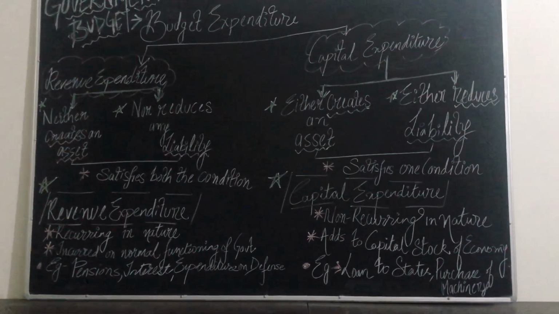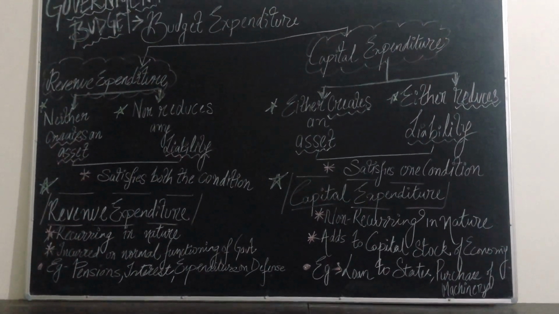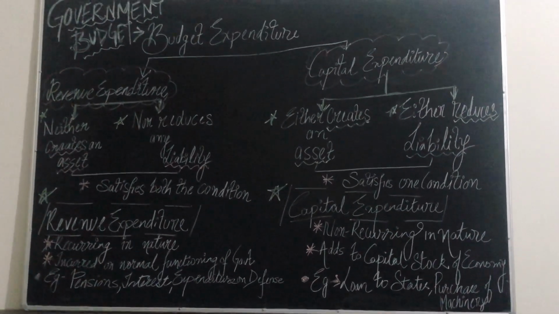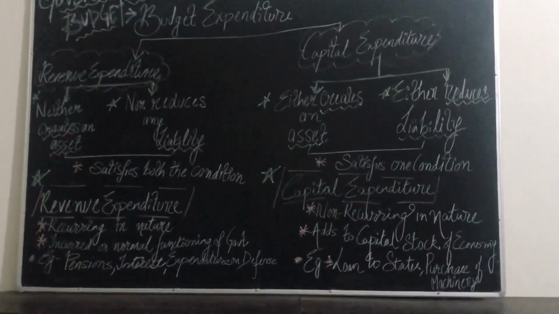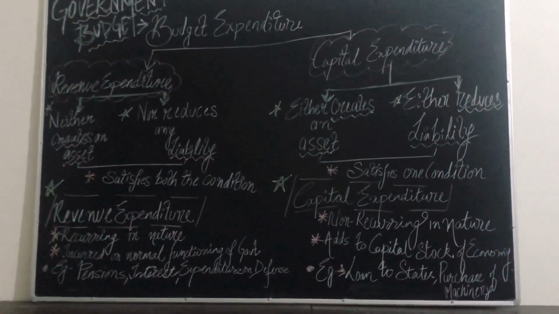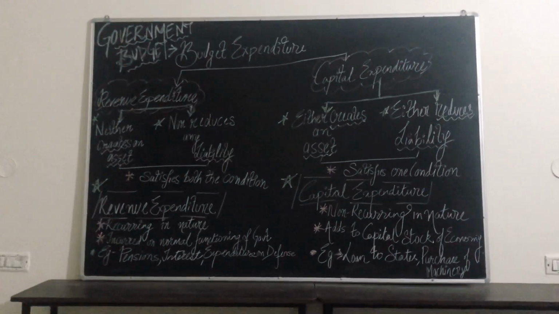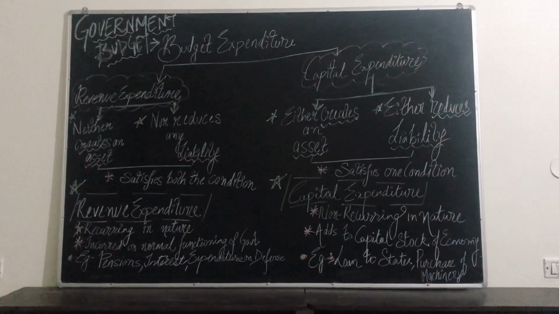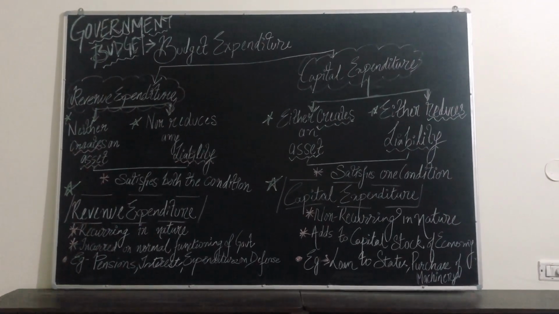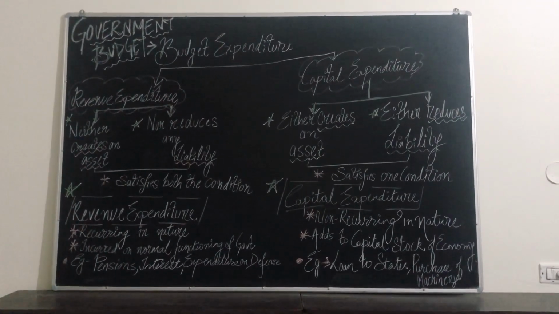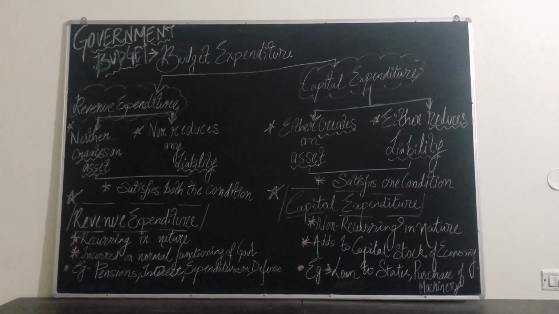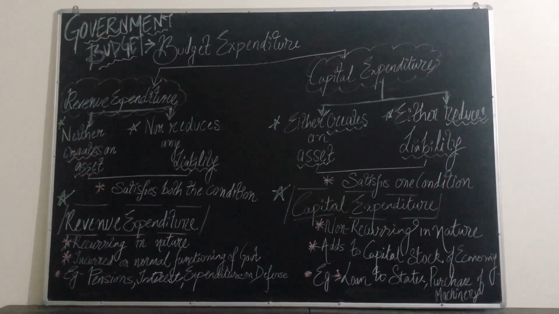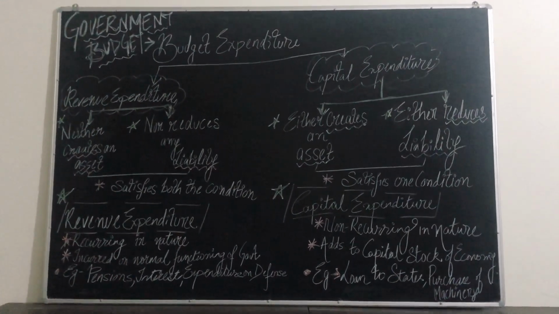Third, on the basis of nature. Revenue expenditure is recurring in nature. Capital expenditure is non-recurring in nature. Lastly, on the basis of example. Payment of salary, pension, interest, etc. are examples of revenue expenditure, and repayment of borrowings and expenditure on acquisition of assets are examples of capital expenditure.